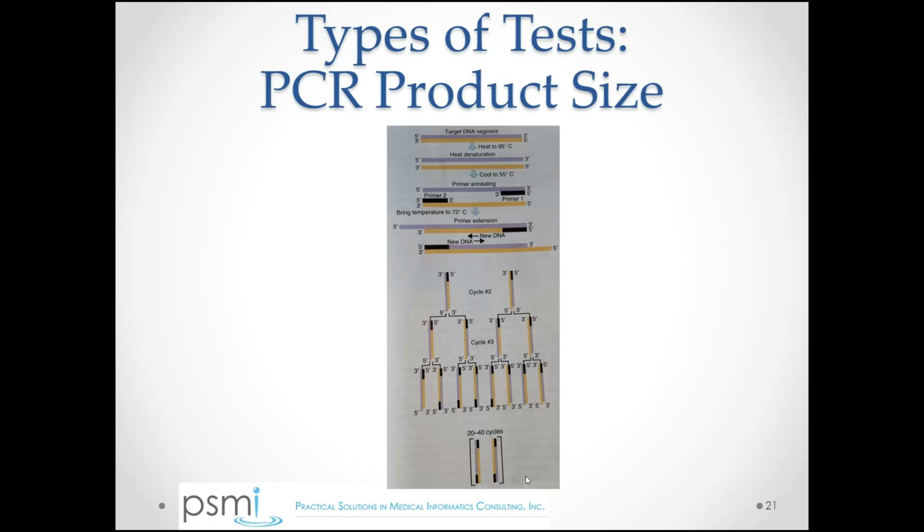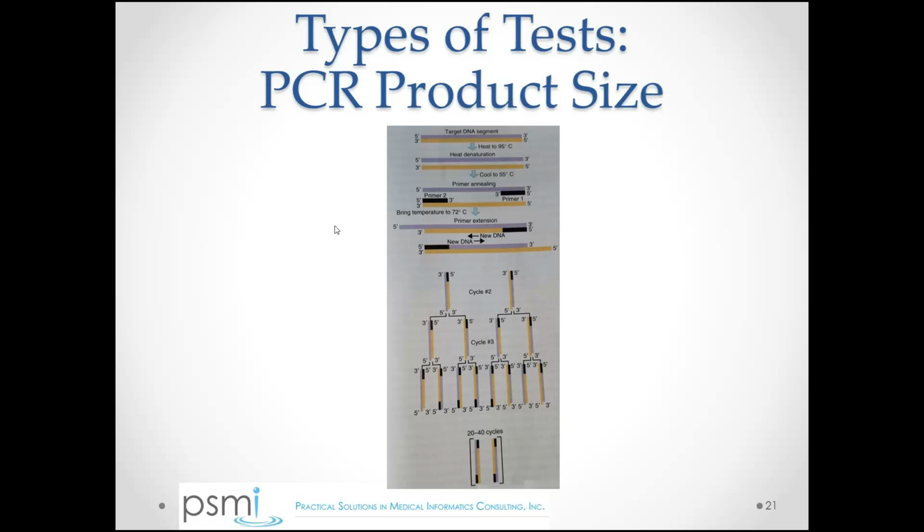It's running all of this through these repeated cycles where it heats it up, it adds the primer, it does primer extension, and then it starts the cycle all over again, so that in the end you wind up having millions of copies of the specific segment of DNA that you're interested in. Okay?